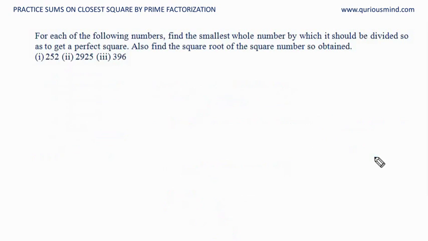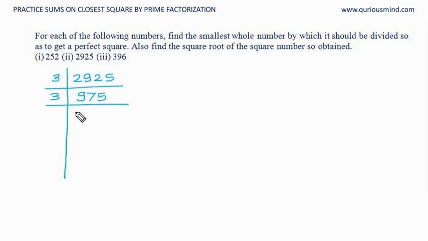Let's do the next one. 2925. Let's see if 3 is a factor because 2 cannot be a factor. It's an odd number. So we have 2 plus 9 is 11, plus 2 is 13, plus 5 is 18. Yes, 3 is a factor. 3 is still a factor. Now 3 is not a factor. So let's go for 5. 5 is still a factor. 13 is a prime number, so we'll get 13 directly as a factor. So the factors of 2925 are these.